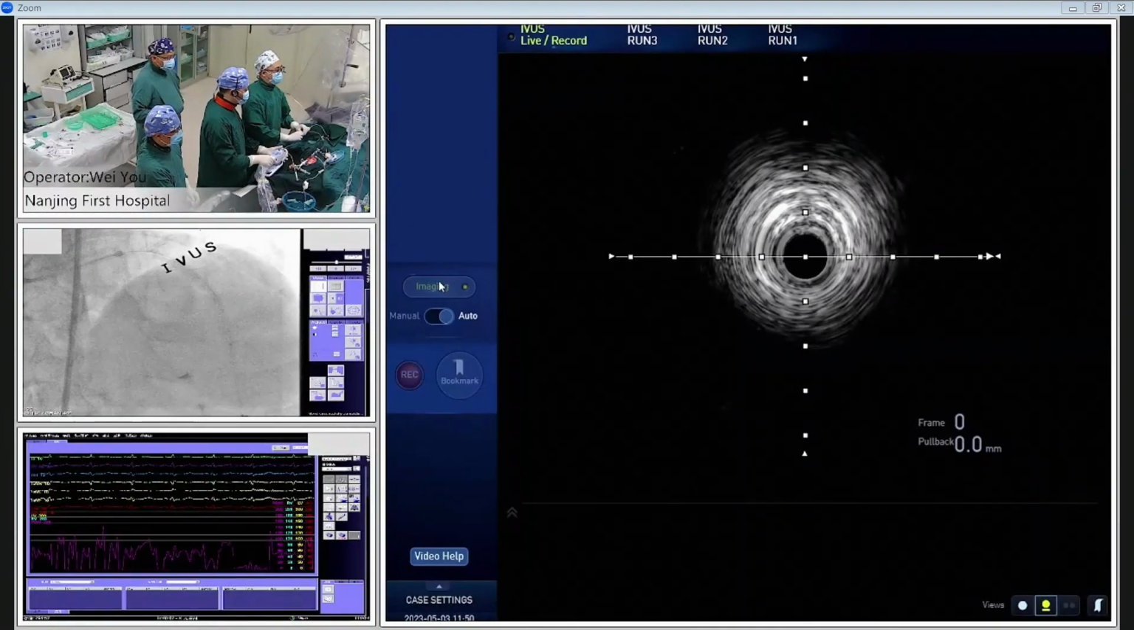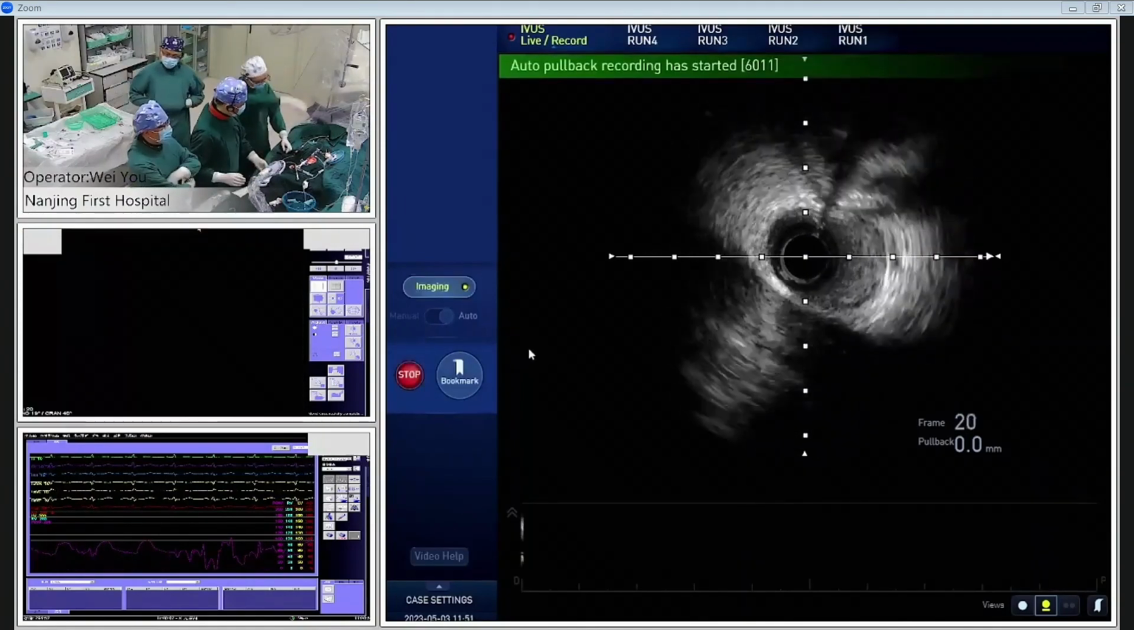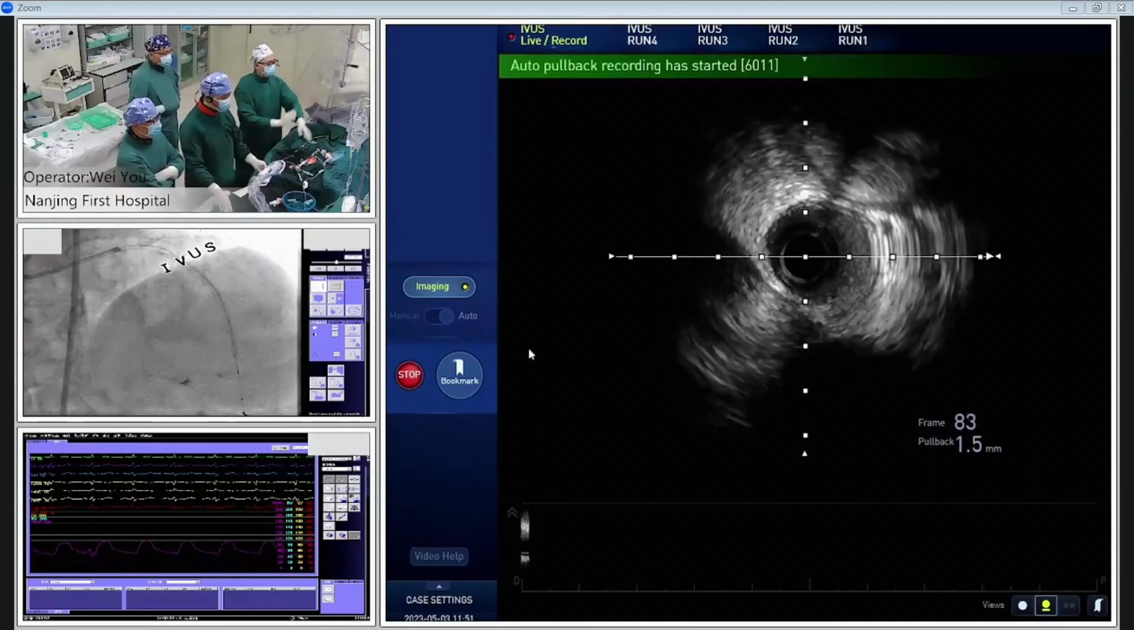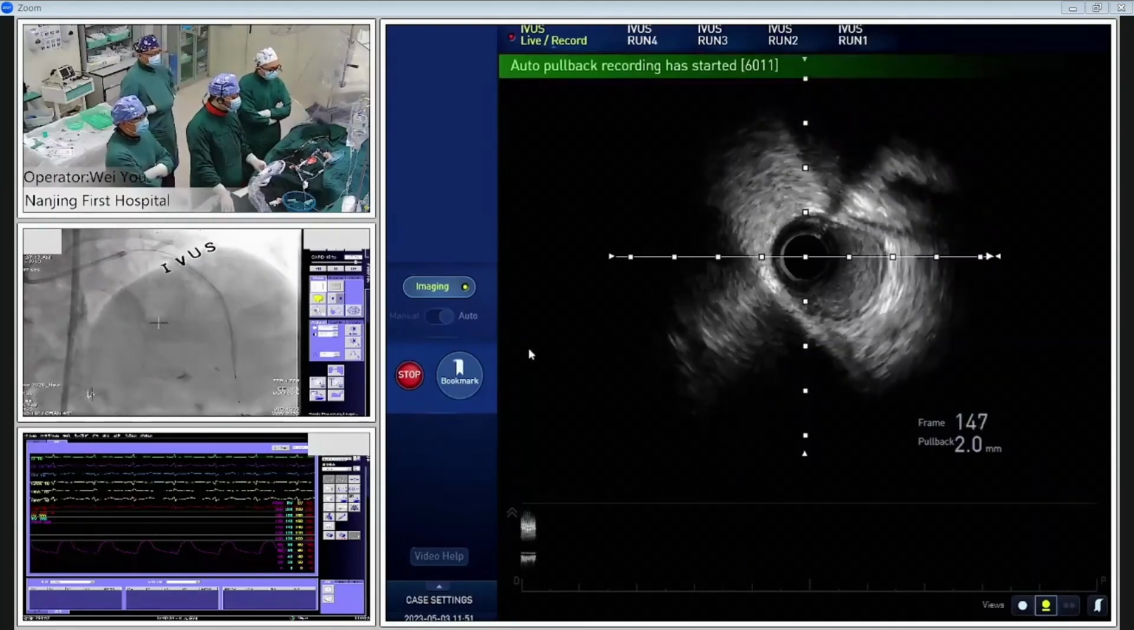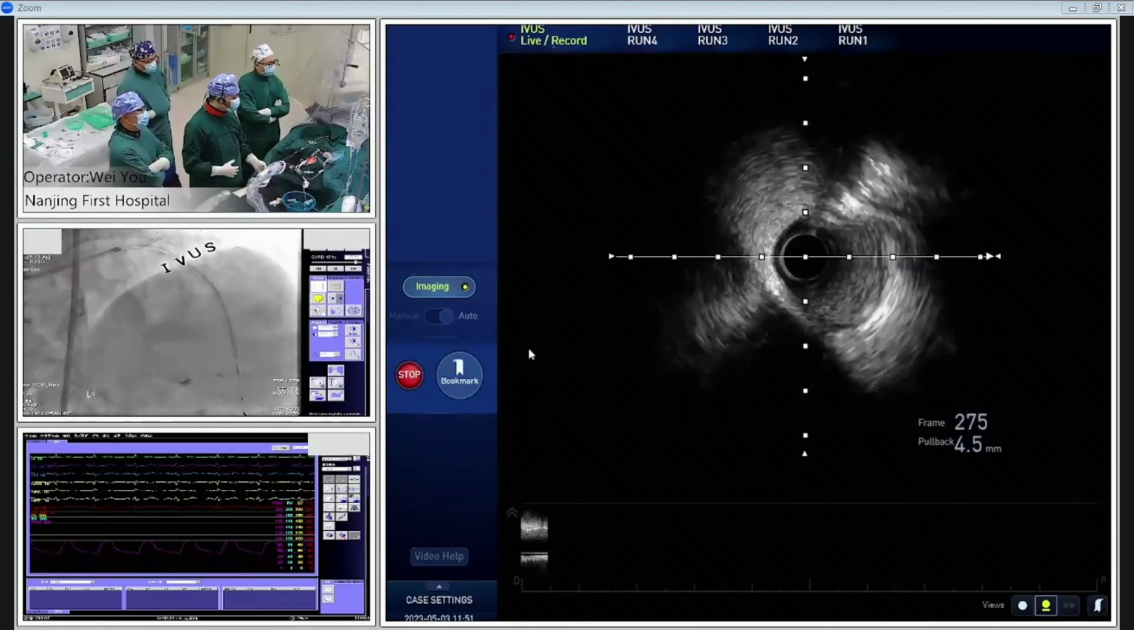Okay, Dr. Pan, IVUS delivering. Okay, normal segment. Please, I will pull back. This is normal segment. The landing zone is good.